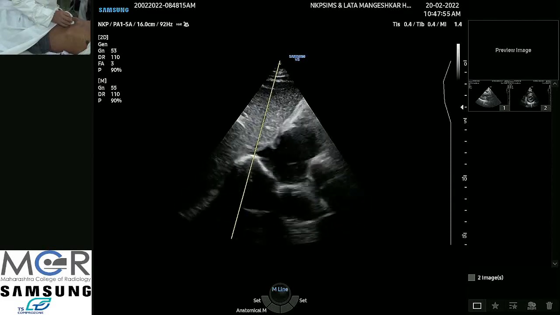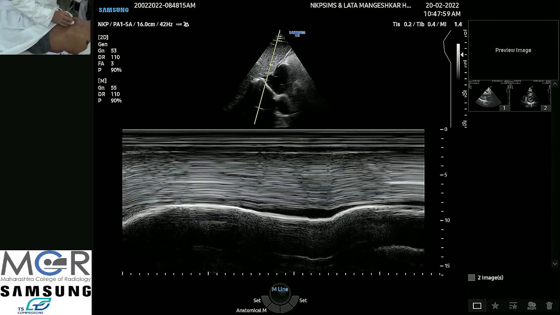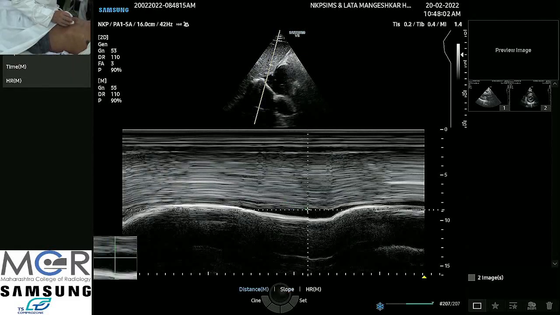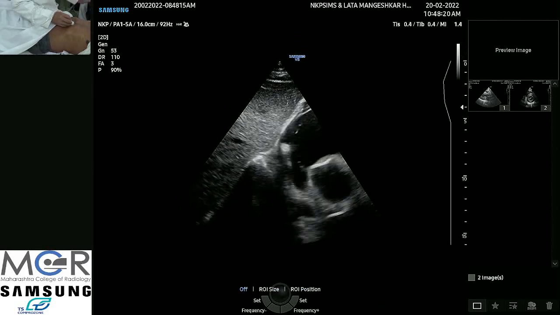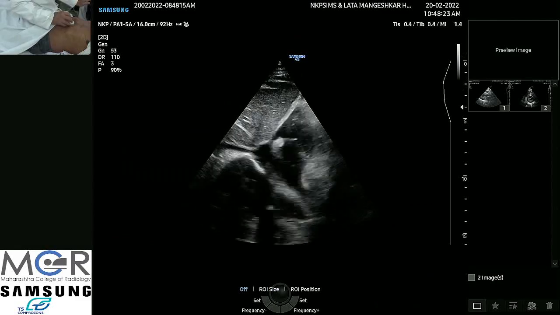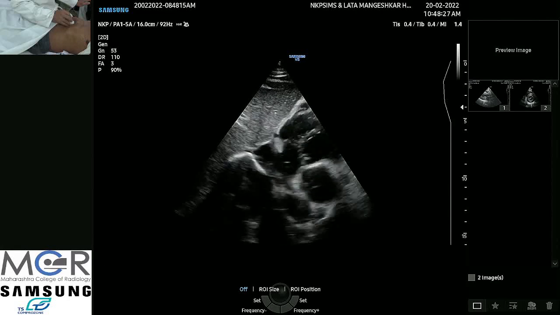You can see so nicely it's collapsing. So this is the maximum diameter. And here it's touching each other. Diameter is 9 millimeters and 2 millimeters. This is slightly hypovolemic. Volume is less in this patient.